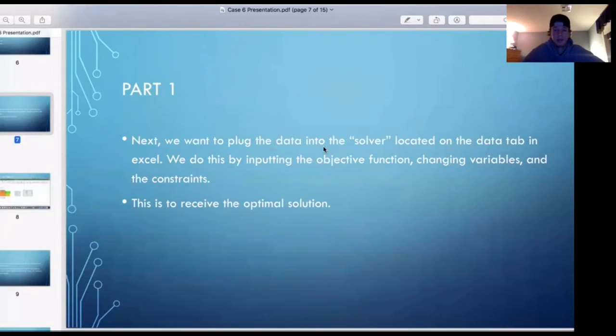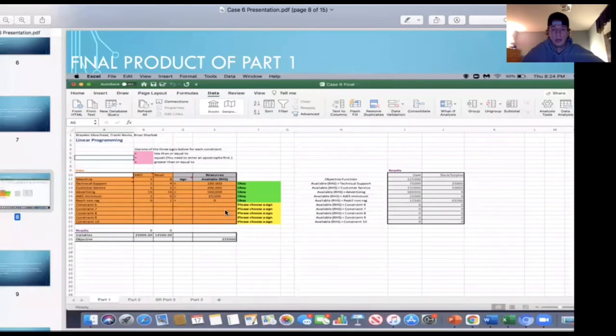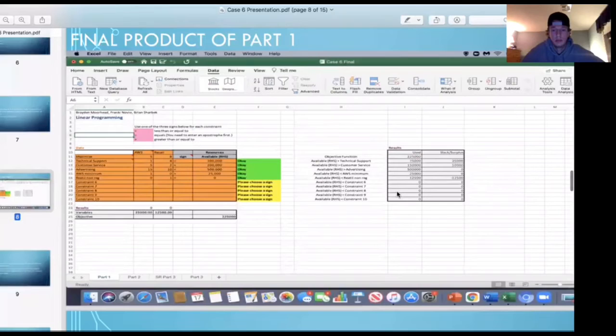Okay, picking up where Brandon left off. We next want to plug in the data into the solver located on the Data tab in Excel. Do this by inputting the objective function, changing the variables, and the constraints. The point of this process is to receive the optimal solution for part one. Here on this slide, we take a look at just the final product of part one. These are our answers, and that's what we got for part one.